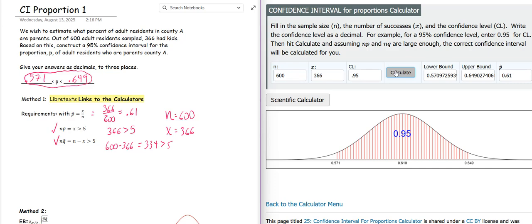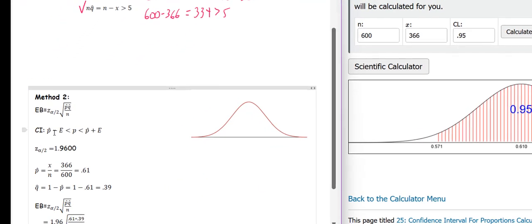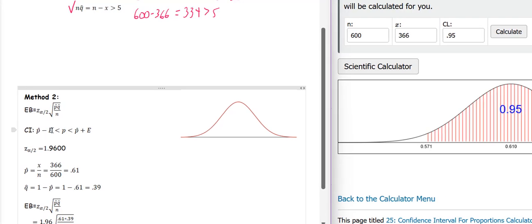Okay, if you want to use formulas, you're going to use method 2. The confidence interval is of the form P hat minus EB to P hat plus EB, where EB is Z sub alpha over 2 times the square root of P hat Q hat over N. So Z sub alpha over 2 in this case is 1.9600 to 4 decimals. And I'll show you how I got that.